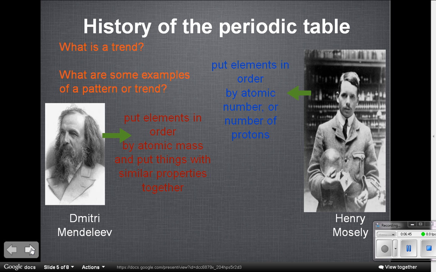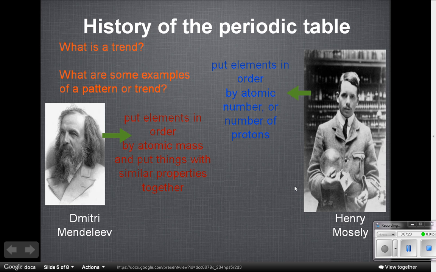So Dmitri was one of the main guys we credit with putting a lot of these elements in order. He put the elements in order by atomic mass and put things with similar properties together. When Dmitri was around, there were all these elements, and they really needed to be organized in a fashion that was readable. So Dmitri put that together with atomic mass and similar properties.